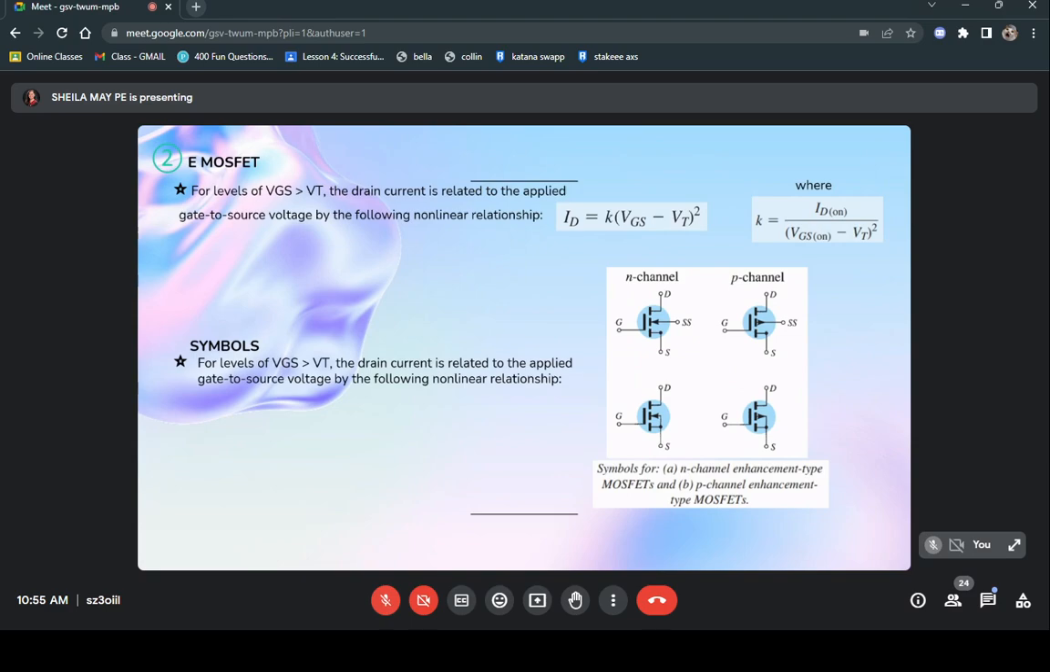Okay? It's broken, which means there is no existing channel yet. For our D MOSFET, it is straight already. It is no longer broken for our D MOSFET, because there is a channel. It is a normally on MOSFET. For E MOSFET, it is broken because there is no existing channel. It's a normally off device.